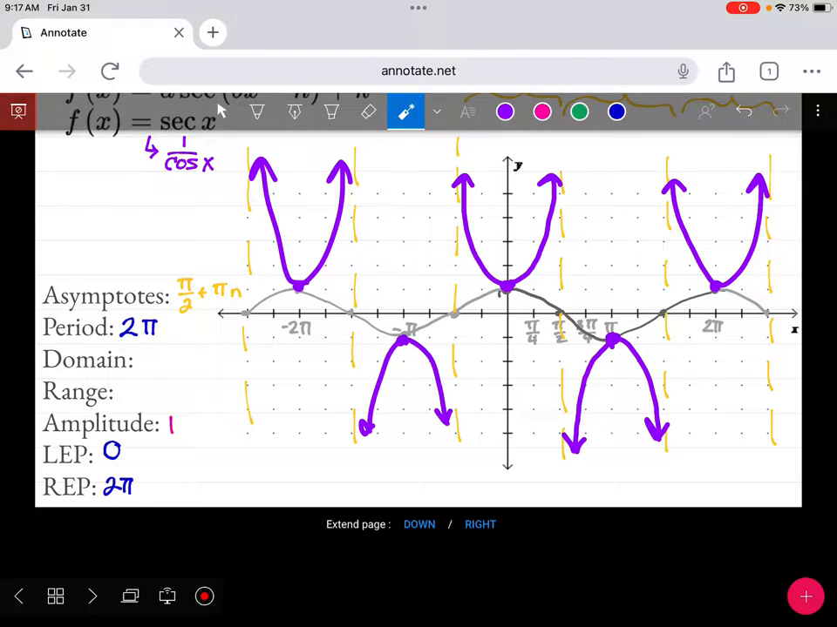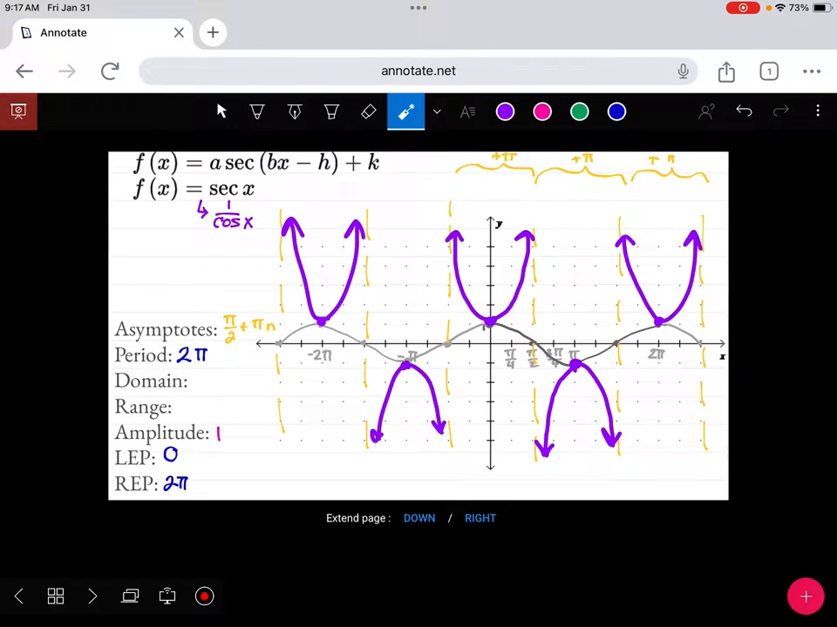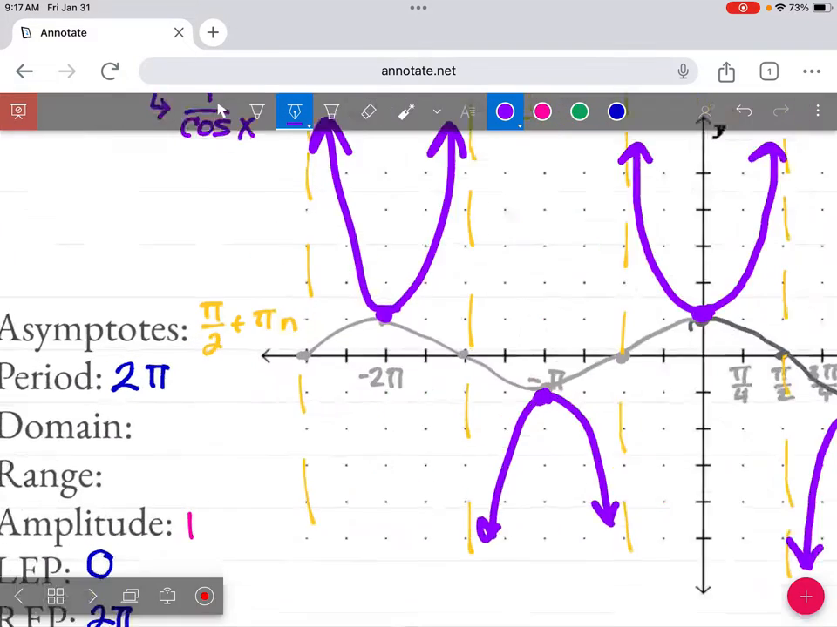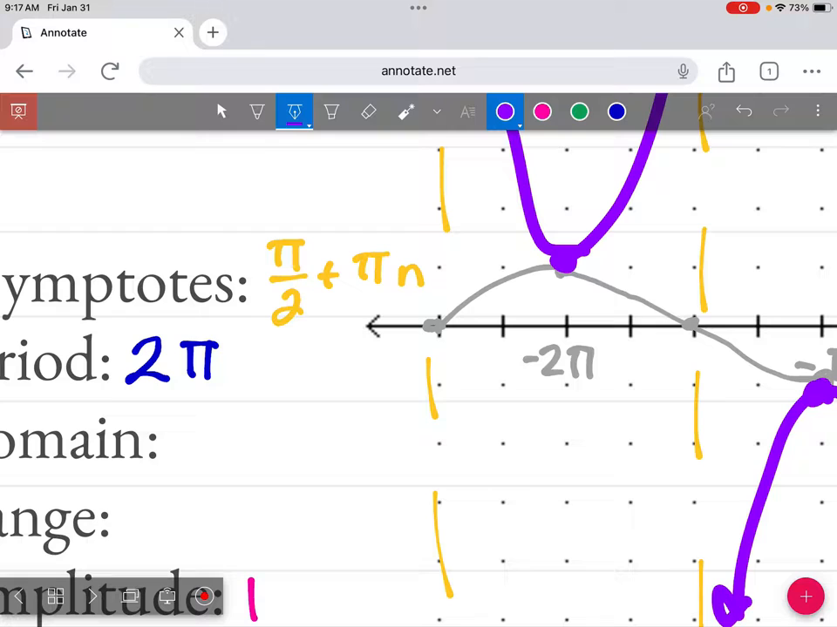But we know we cannot equal 0, because if I divide by 0, we get something undefined. So for our domain, we're looking at just our purple pieces here. What is our domain for our secant? All real numbers except x cannot be these asymptotes. X can't be anything on those asymptotes: pi over 2 plus pi n. It cannot hit an asymptote. It can't cross through it.